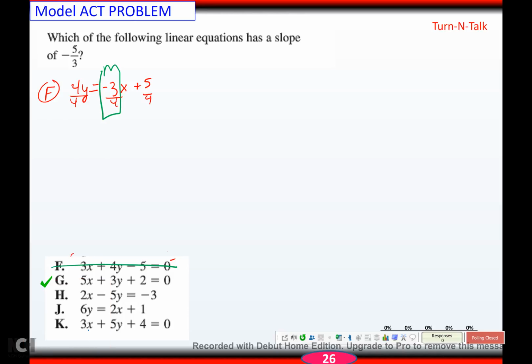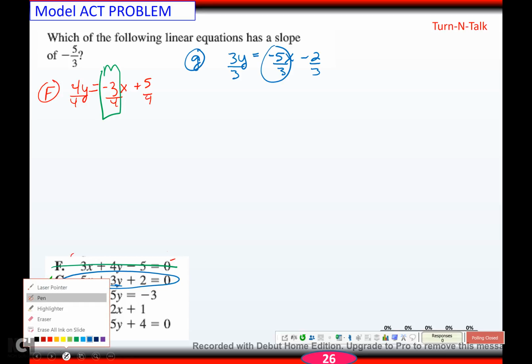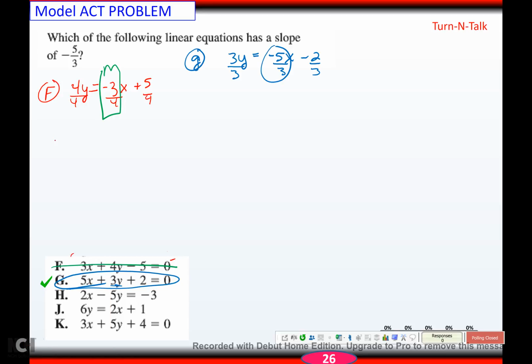If I try G, again, I want to get y alone, so I'm going to have 3y equals 5x on the other side would be negative. Positive 2 on the other side would be negative. Divide by 3, and there's my slope, which works. And again, at this point, in the real ACT, I would not keep checking. You found the answer. There's only one solution. Go on. But again, just for practice, I'll check the other ones for you.